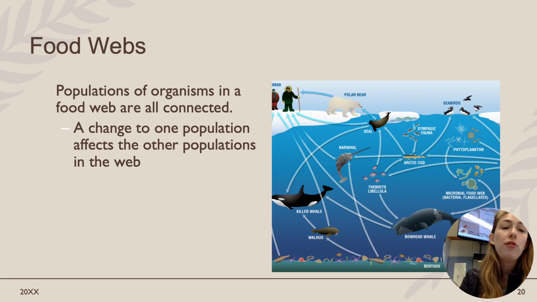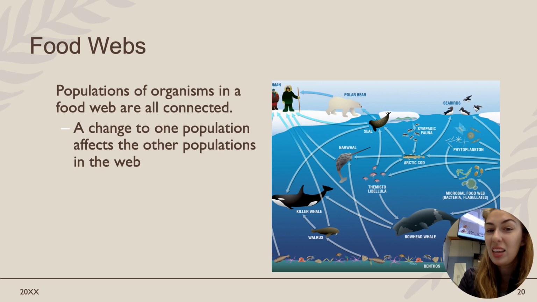Now, for food webs, the populations of an organism are going to be connected. So a change to one population is going to affect a change to another, right? Let's just say all of a sudden something happened and all the phytoplankton died off. Right? If our phytoplankton died off, this is going to affect other organisms. Let's make it even bigger though. Let's just say all the Arctic cod died off. If the Arctic cod died off, that means we'd have more of these guys here.